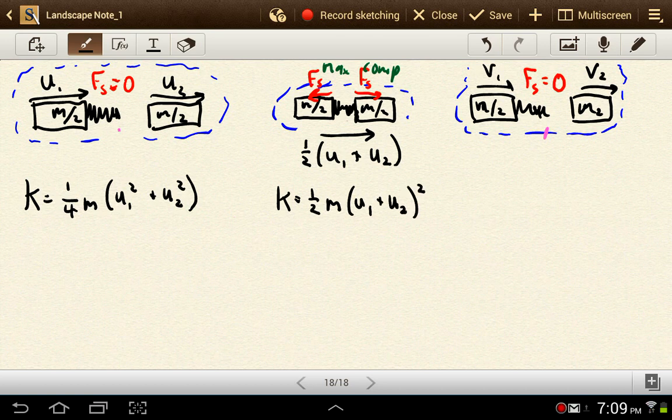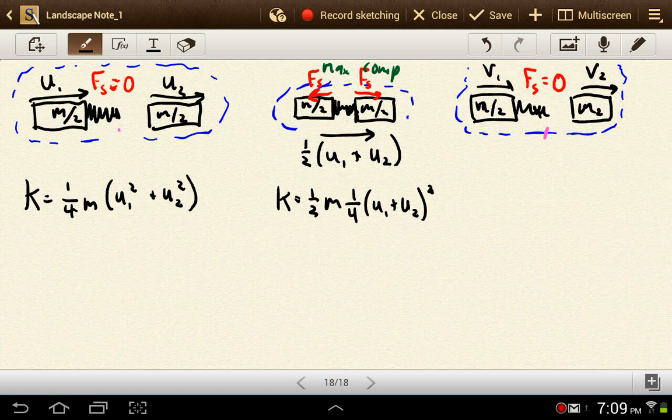So now the question is, no, I'm sorry, excuse me. This is going to be actually, yeah, right, so I did that wrong, sorry. Okay, so it's going to be 1/2 m times (1/2 (u1 plus u2)) all of it squared. So that's going to be actually 1/8 m (u1 plus u2) squared.